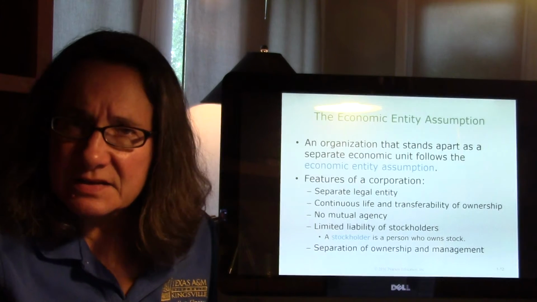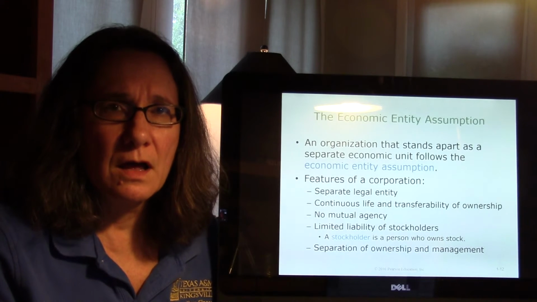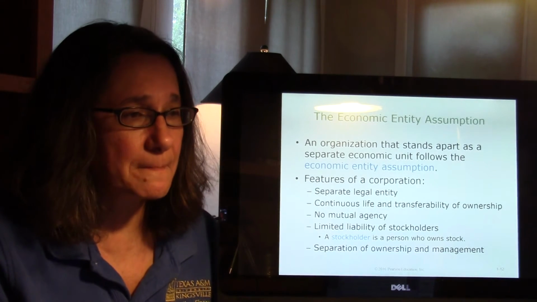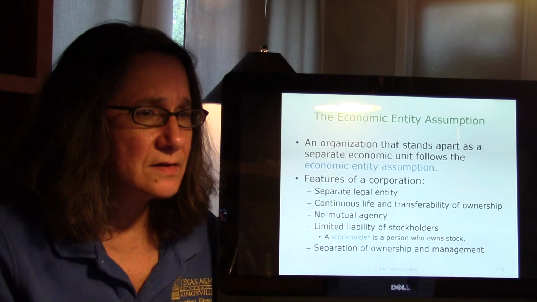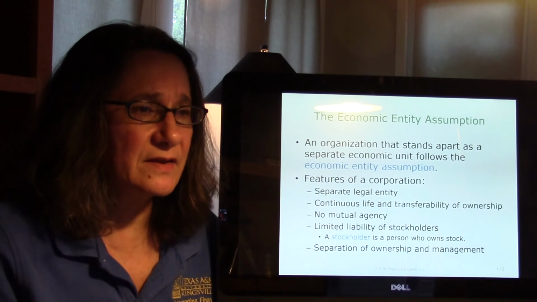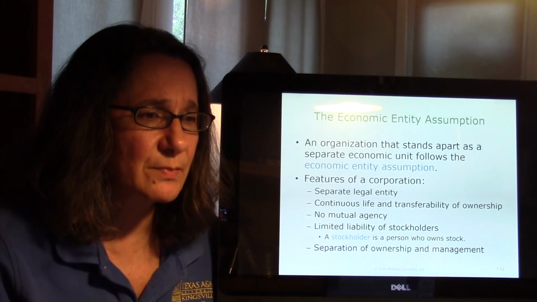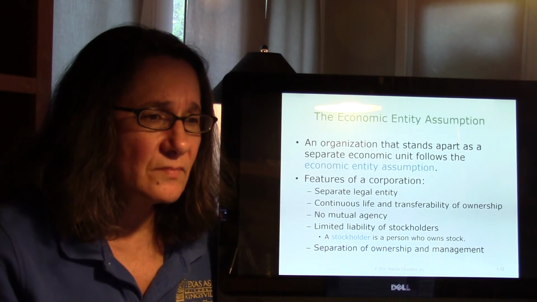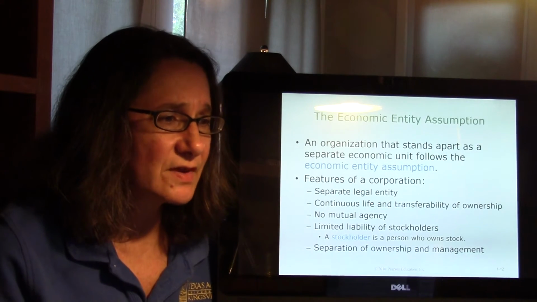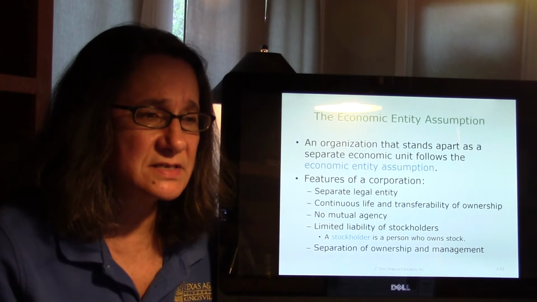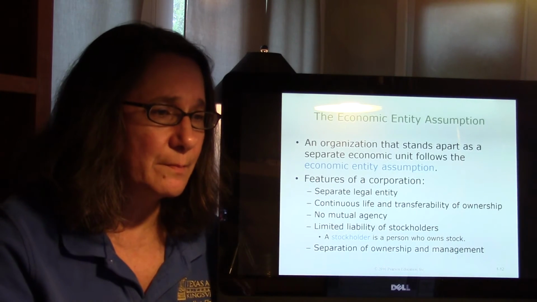Now, in order to make these rules work, we have to make some assumptions up front, right? So we can apply them to every entity, all right? So first of all, a thing we're going to assume is that we're dealing with an economic entity, something that stands alone. An economic entity is an organization that stands apart as a separate economic unit. An entity is a separate economic unit when it is separate from its owners. There are various types of business entities. A corporation is a type of business separate from its owners in a variety of ways. So we're going to talk about these ways an entity is separate.